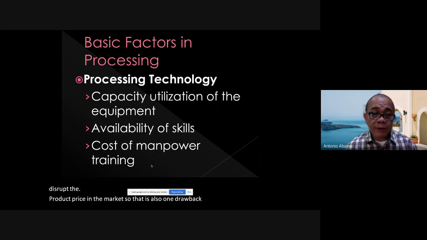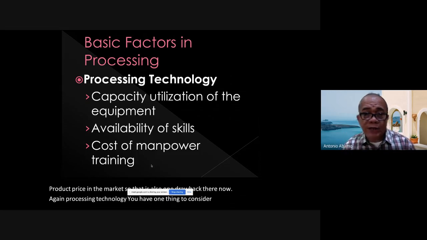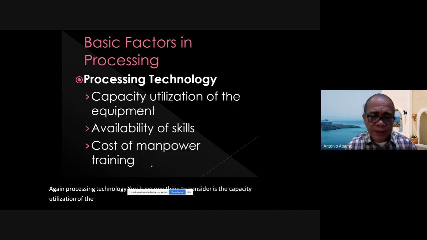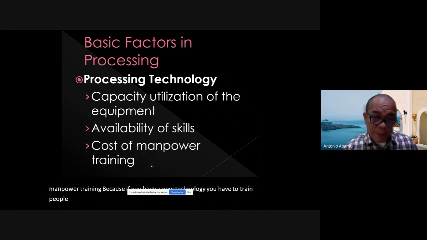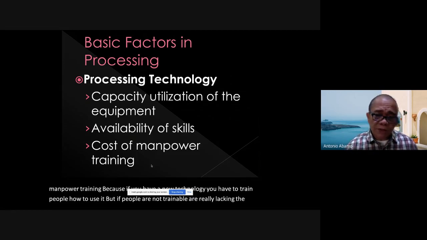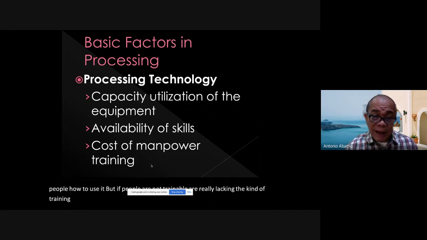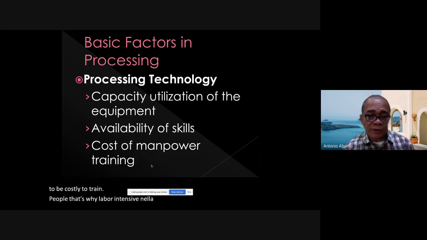Now, again, processing technology, you have one thing to consider is the capacity utilization of the equipment, availability of skills, cost of manpower training. Because if you have a new technology, you have to train people how to use it. But if people are not trainable, are really lacking the kind of training or the level of literacy required to understand the technology, it's going to be costly to train people. That's why mag labor intensive na lang, dili na lang mag capital intensive. So that's why you have also capacity utilization.